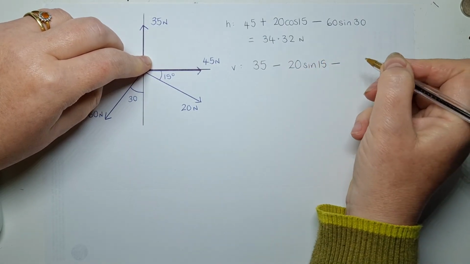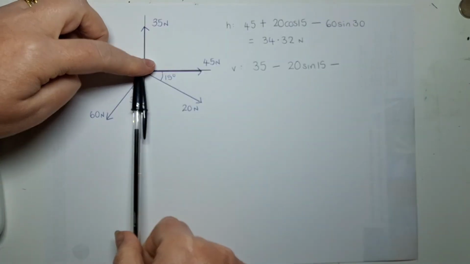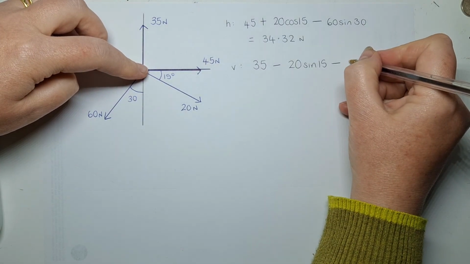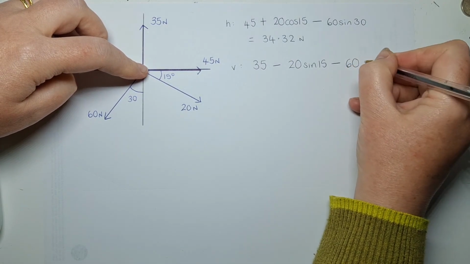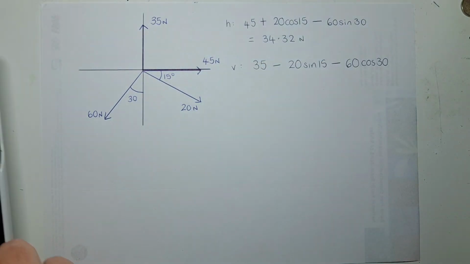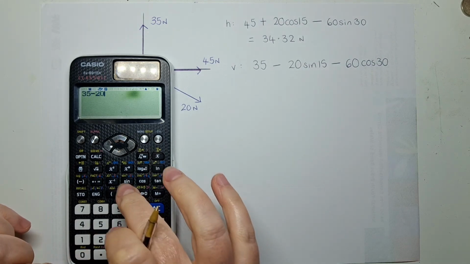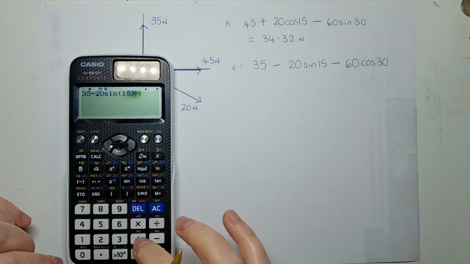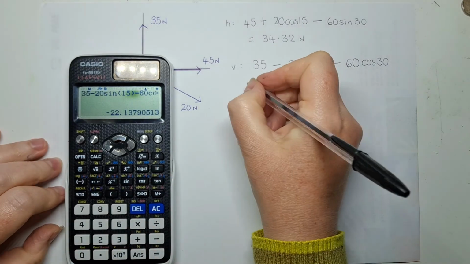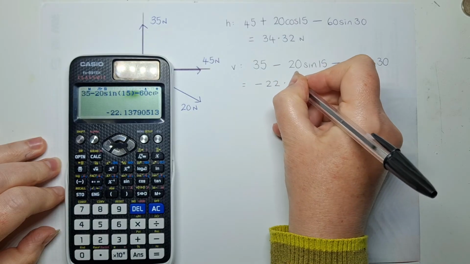And we're also minusing this one. And when we twist that down to the bottom, we're crushing that angle. We're turning through that 30, we're crushing it. So 60 cos 30. Okay, let's see what this works out as. 35 minus 20 sine 15 minus 60 cos 30. So that goes as negative. So overall it's a downwards force.